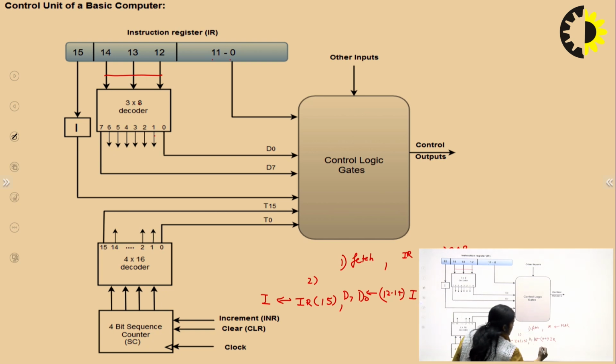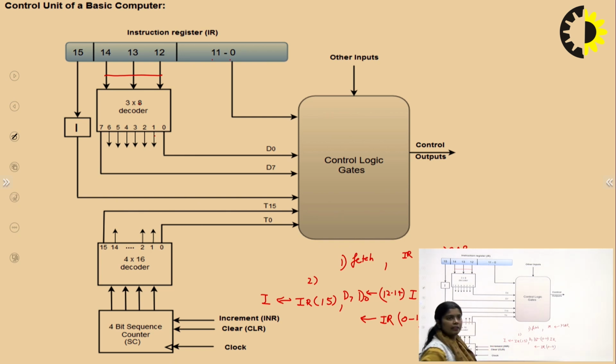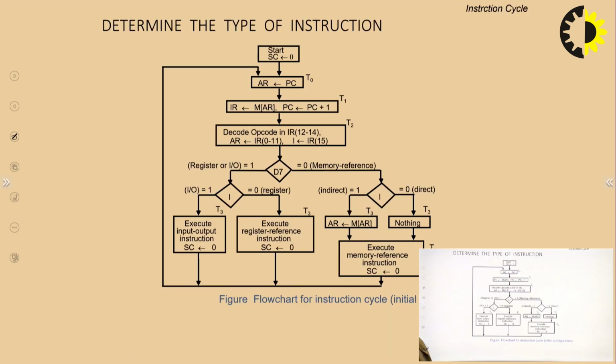And next is an IR of what? IR register of 0 to 11. This IR of 0 to 11 bit means what? That is actually the M of AR. Memory address register will be there. This you can see here, that is the instruction cycle.